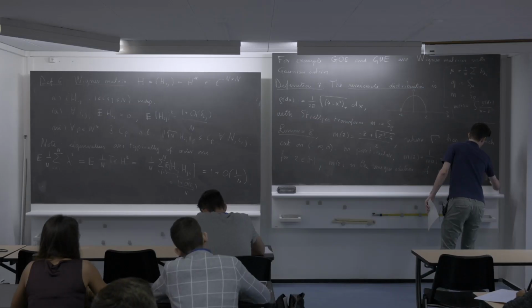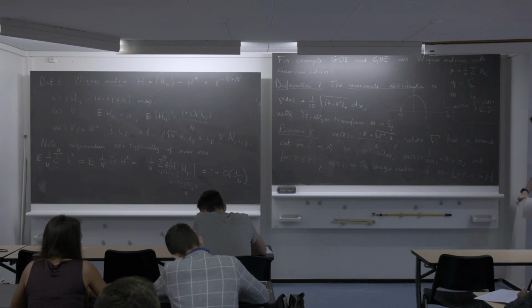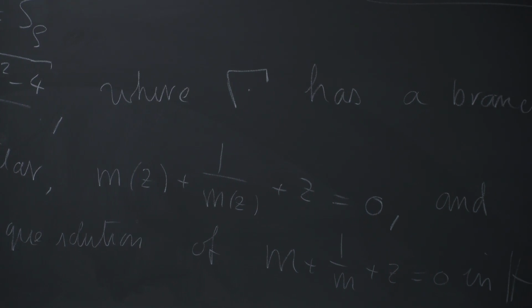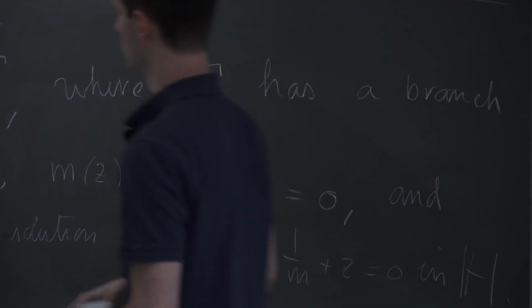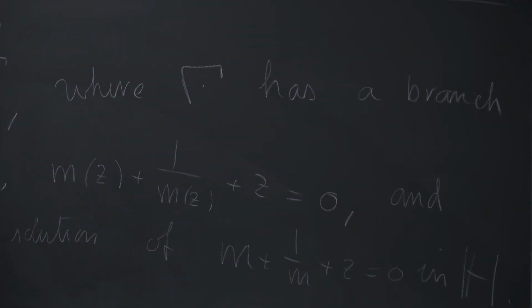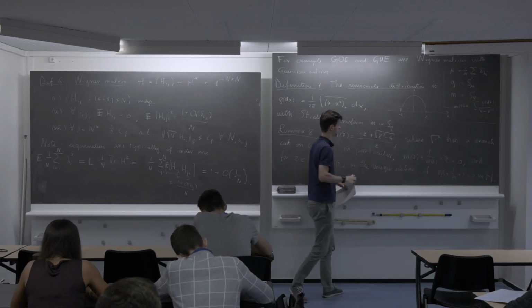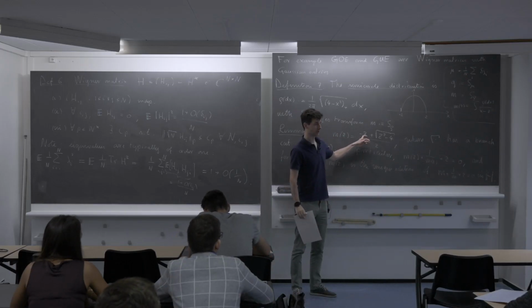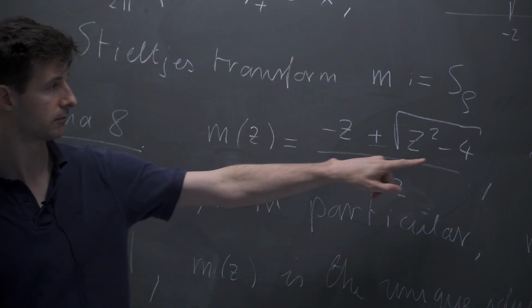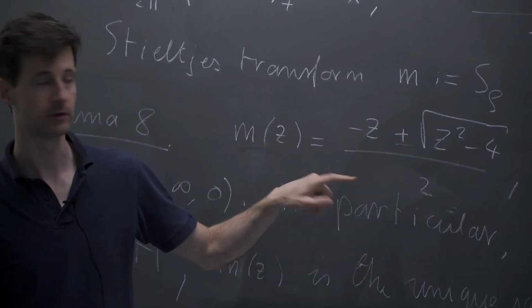It's the unique solution of this quadratic equation in the complex upper half plane. The other one would have a minus here. So the other solution would be the one with minus. And you can check easily that the imaginary part of this number would be negative if you take the minus.